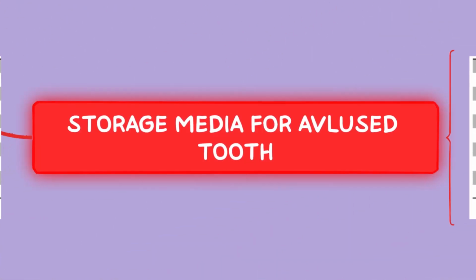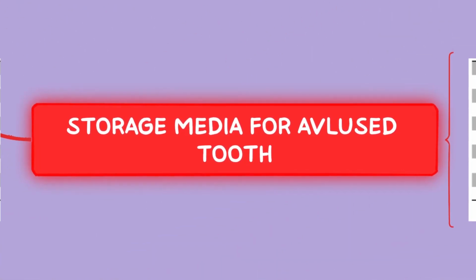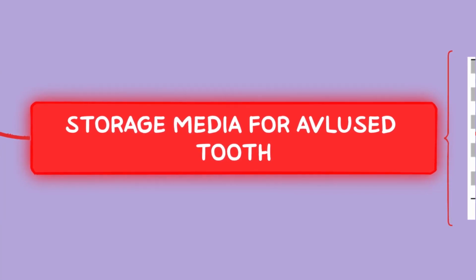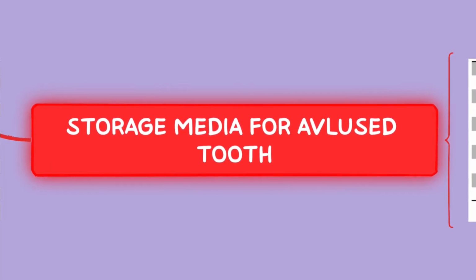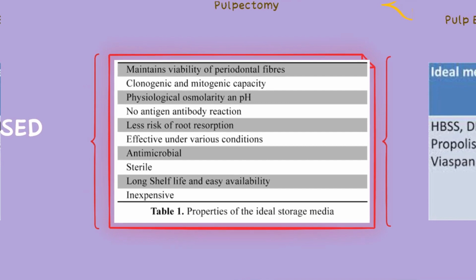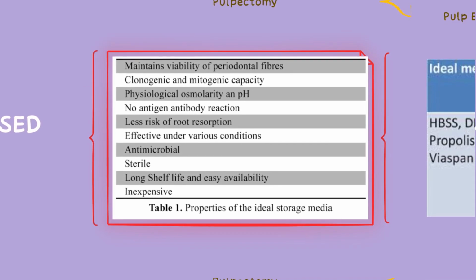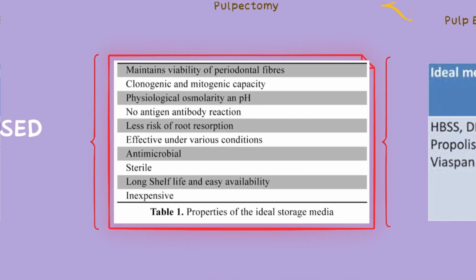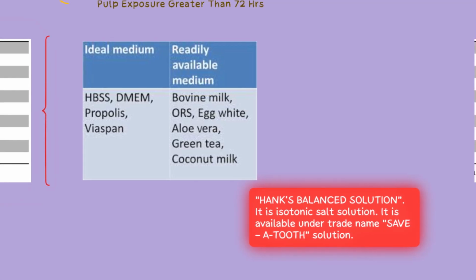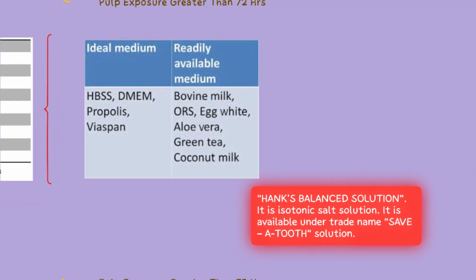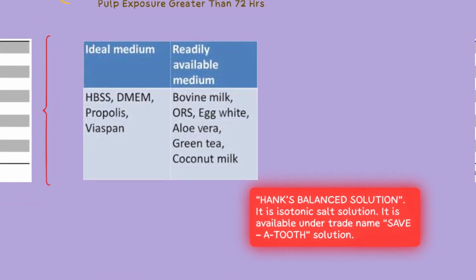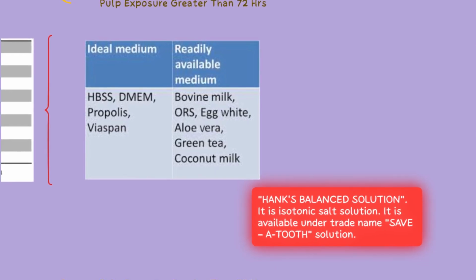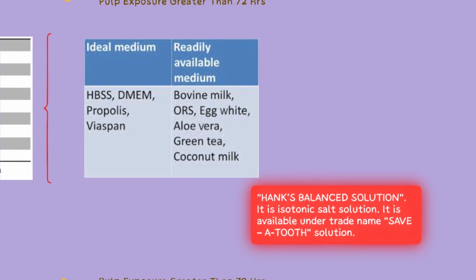In the last segment of our discussion, we will talk briefly about the different storage media that are available for storing an avulsed tooth. Every storage media has a few properties that are shown in the given table. The most ideal storage media that is recommended is the Hanks Balanced Salt Solution, also known as HBSS. It is commercially available under the name Save-A-Tooth Solution.